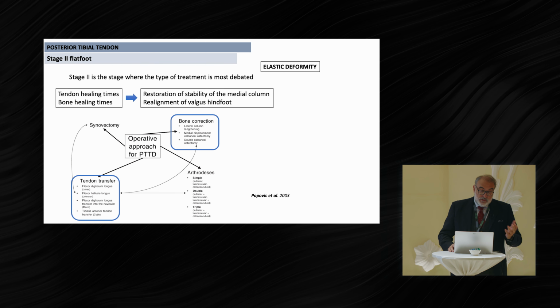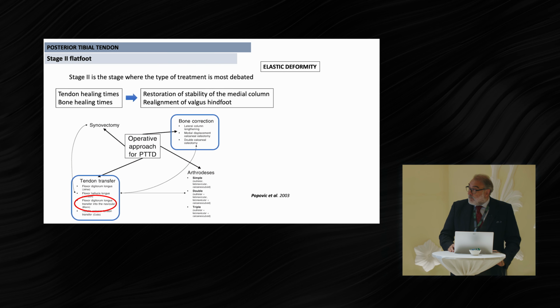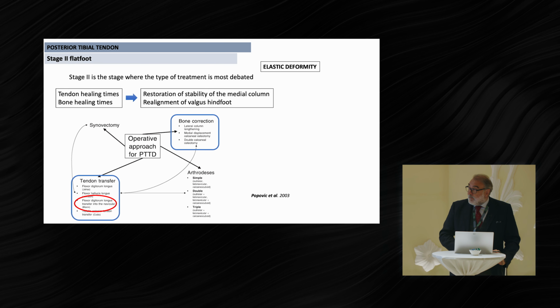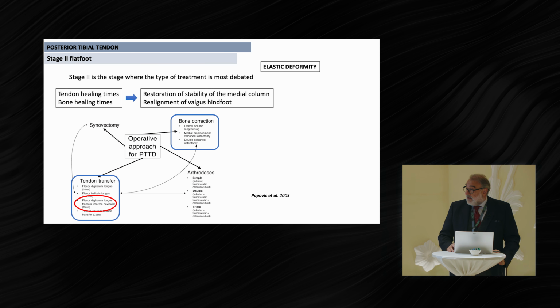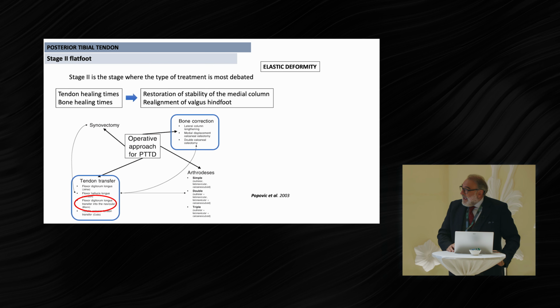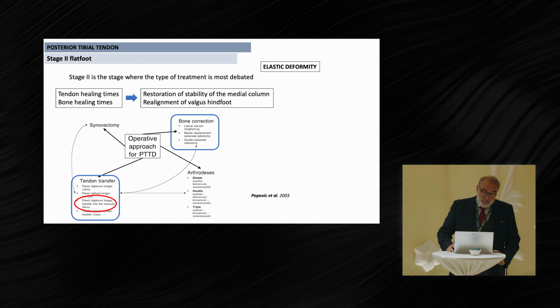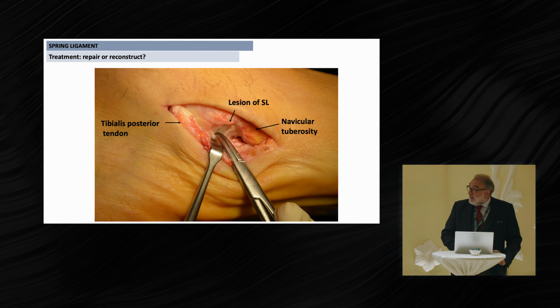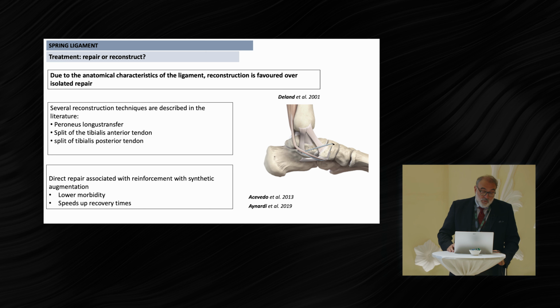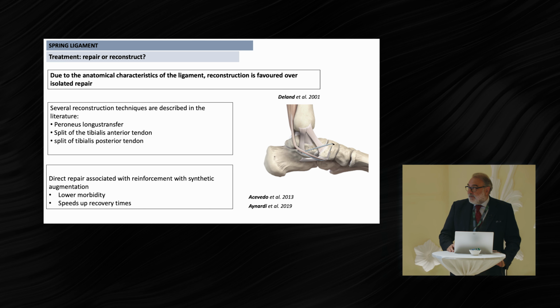How can we correct? We can do bone procedure. Generally, the most common is the medial displacement calcaneal osteotomy, or MCO, or we can perform tendon transfer. And the most common is flexor digitorum longus transfer to the navicular. And this is a classic situation. Here you can see the lesion of the spring ligament, the navicular tuberosity, and the tibialis posterior tendon, which is usually degenerated.